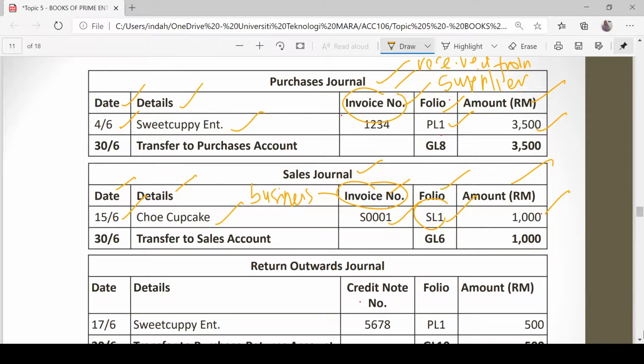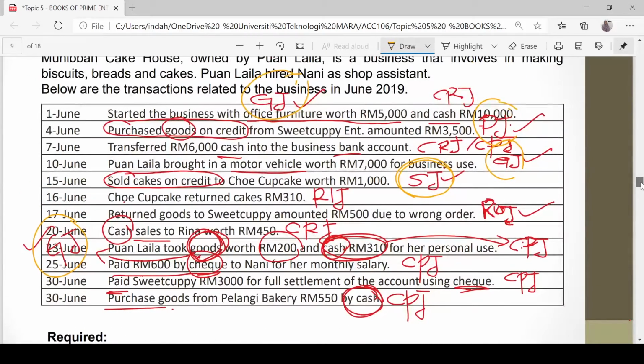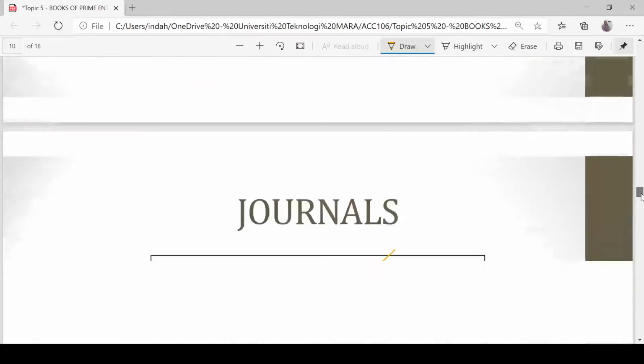Next is return outward journal. Return outward is for return of credit purchase. We return goods to Sweet Copy, so we record it in the return outward journal. So only one transaction for return outward, and we are going to record it in the return outward journal.